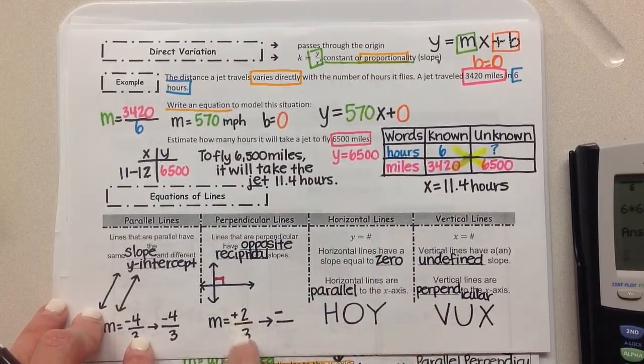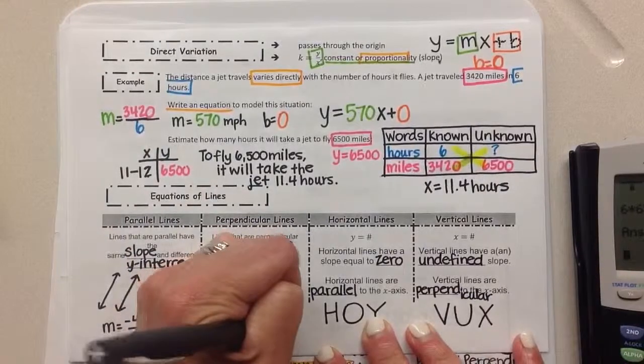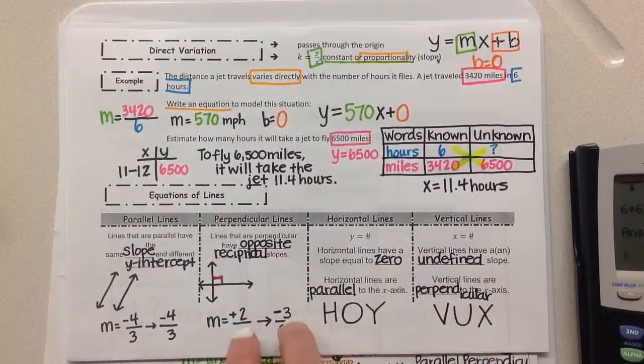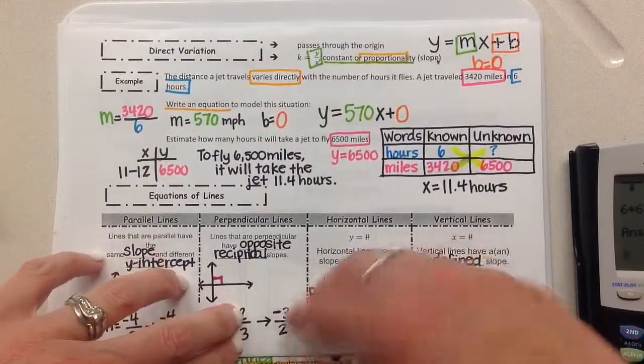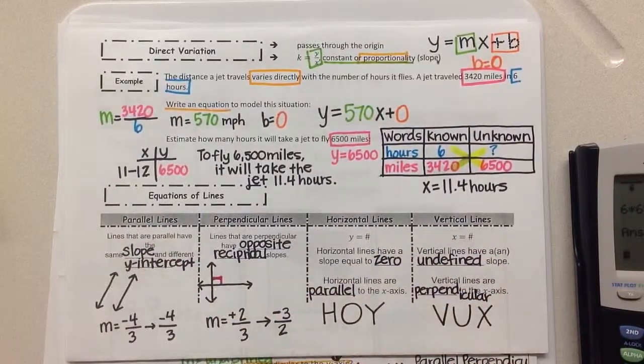They're going to flip. So I have 2/3. So what I'm going to do is flip the 2 and the 3. So now the 3 becomes my numerator and the 2 becomes my denominator. So if I see fractions that are flipped with different signs, one positive, one negative, I automatically know these lines are perpendicular without having to do any more investigation or math work.